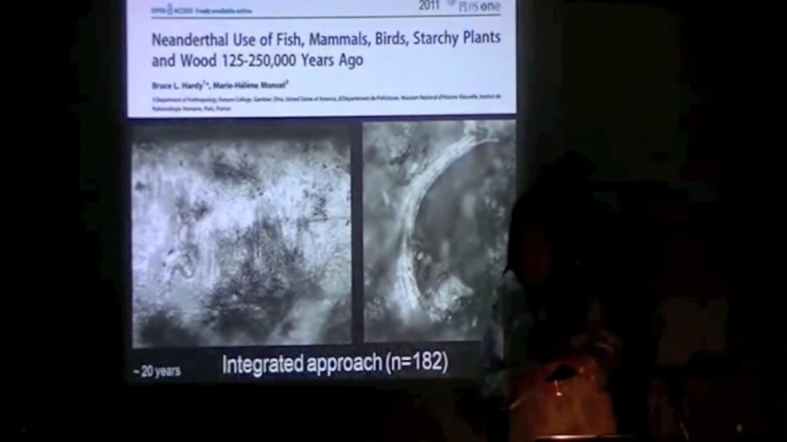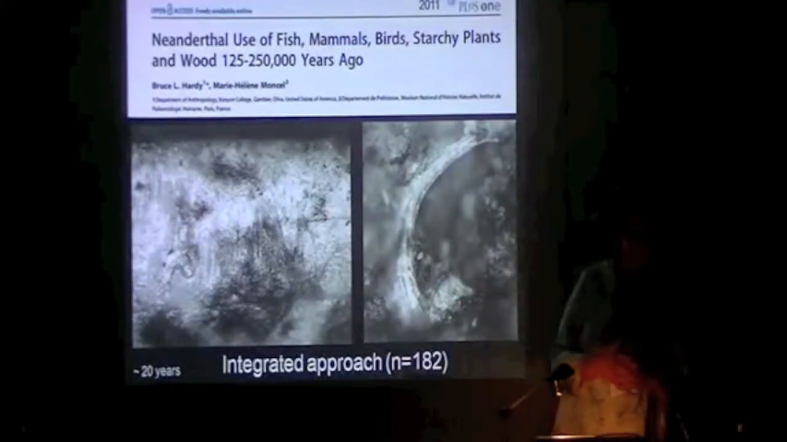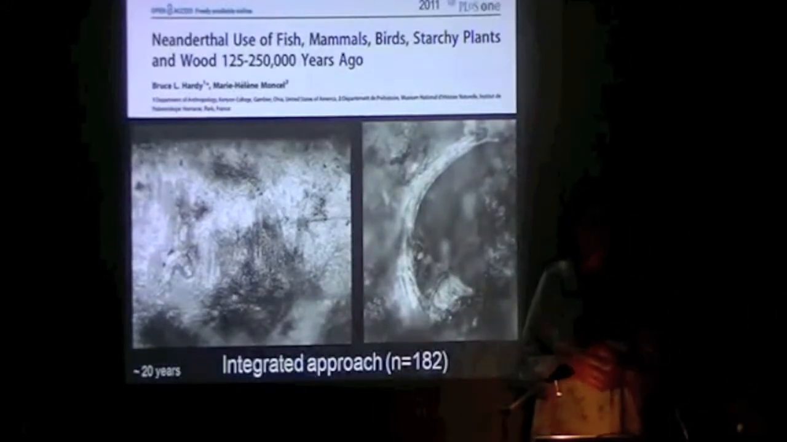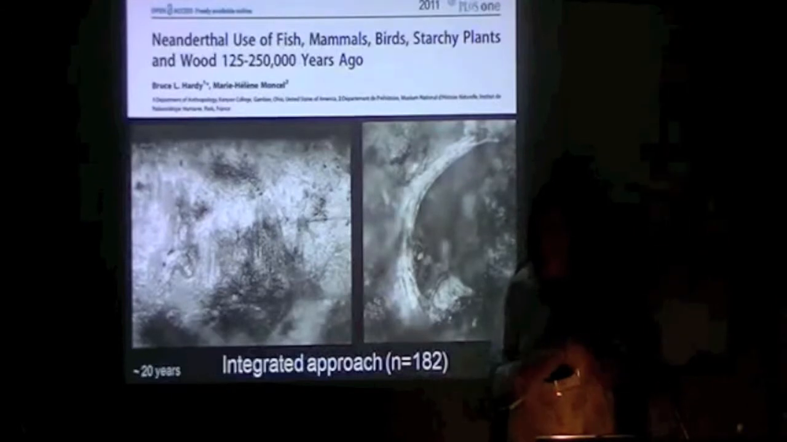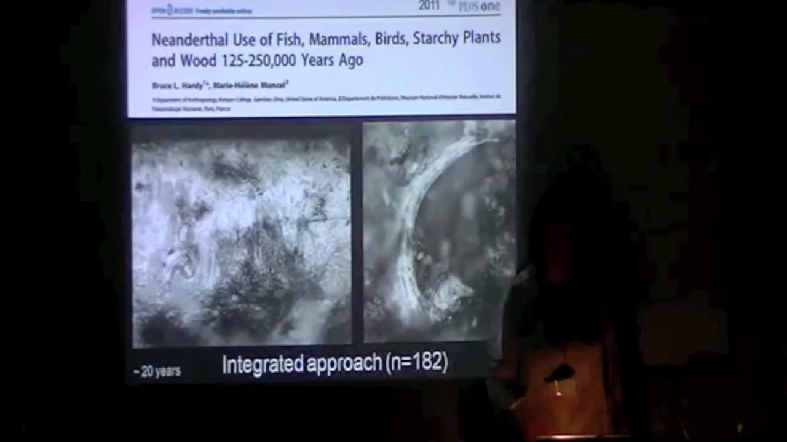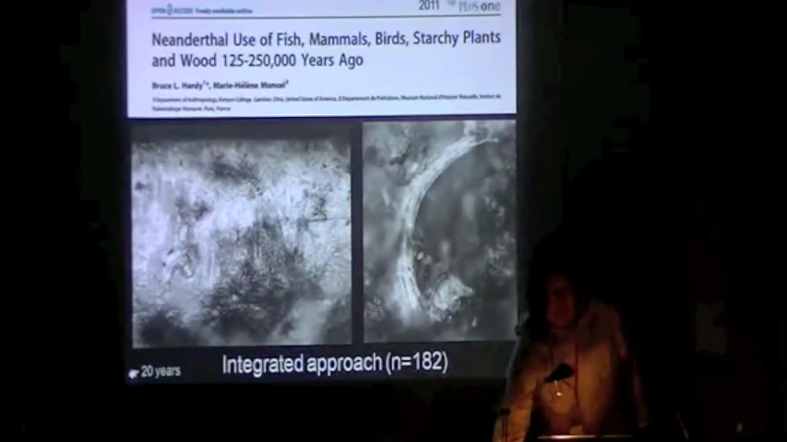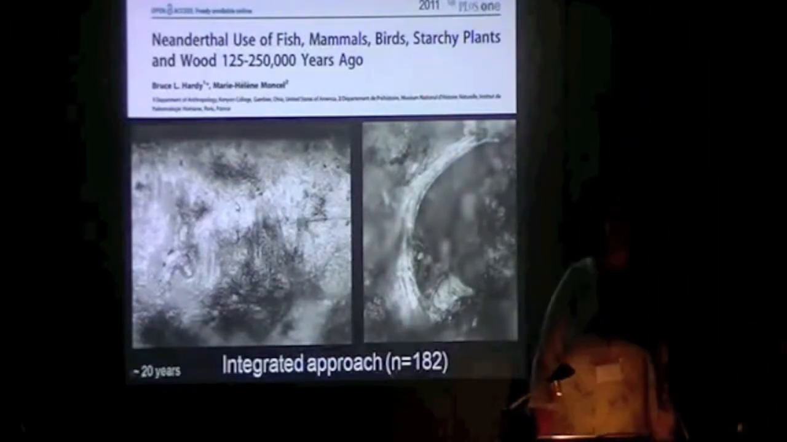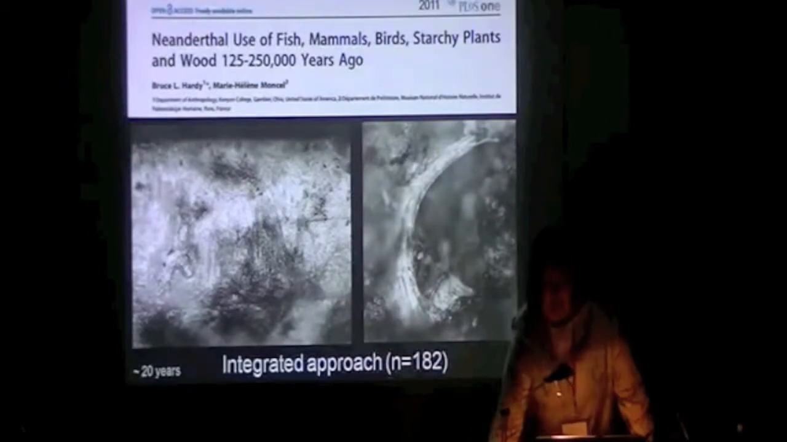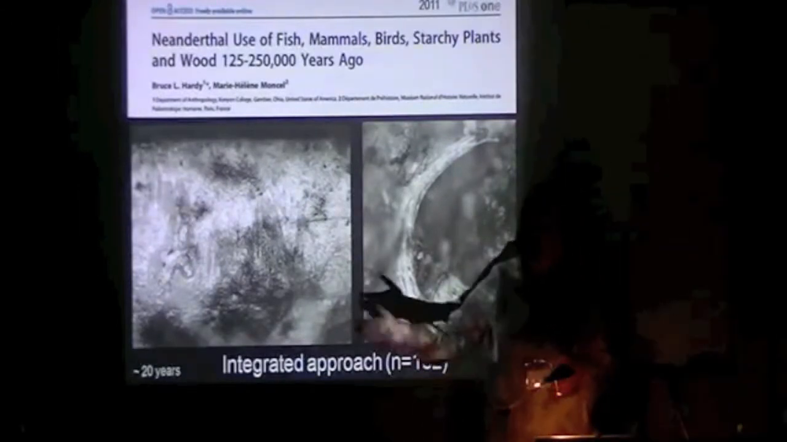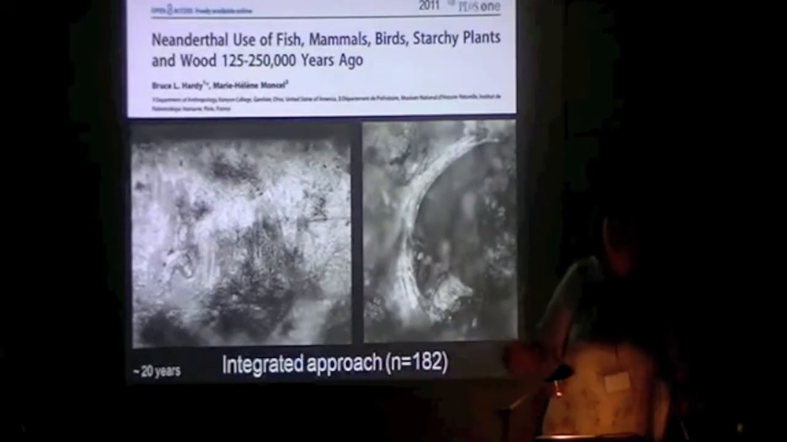Now, last year again, our colleague Bruce Hardy, together with Marie-Helene Mansell, published this work on Neanderthal use of fish, mammals, birds, starchy plants, and wood between 125 and 250,000 years ago. And they followed the integrated approach. And here you can see striated polish that is associated with fish processing and a piece of fish scale. They looked at 182 tools. Now, Bruce Hardy has already been at this for at least 20 years.